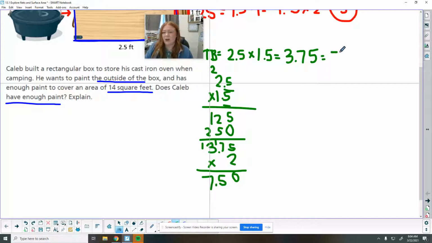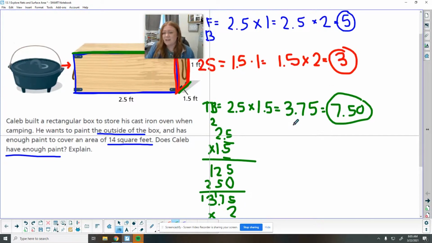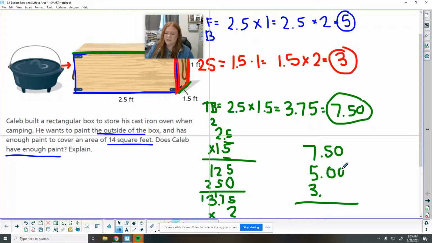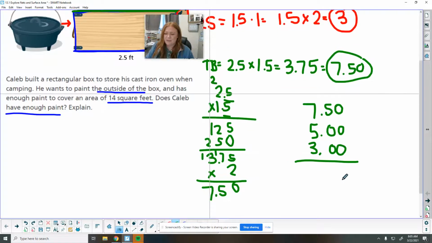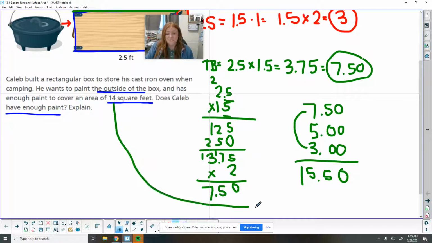So the top and the bottom together are 7.50. So do we have enough paint? If I add these up, 7.50 and 5 and 3, so we can fill these in with zeros here, is 5, and here's 10 plus 5 is 15, and he only has enough for 14, so no, he does not have enough.